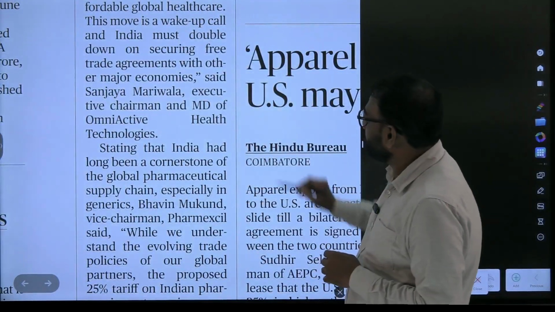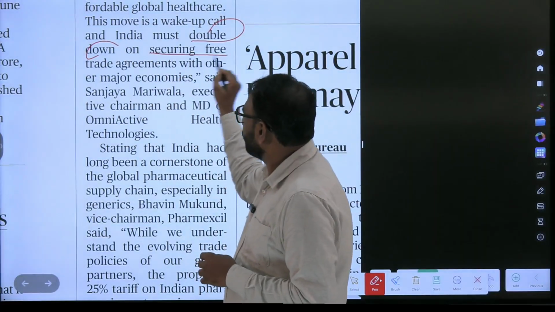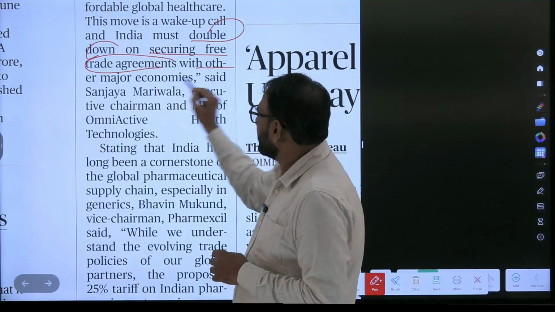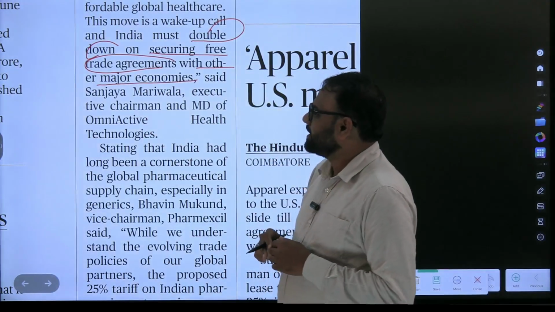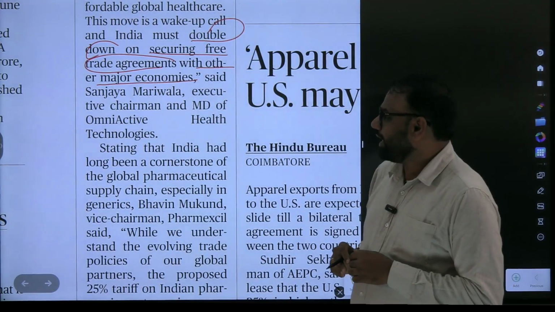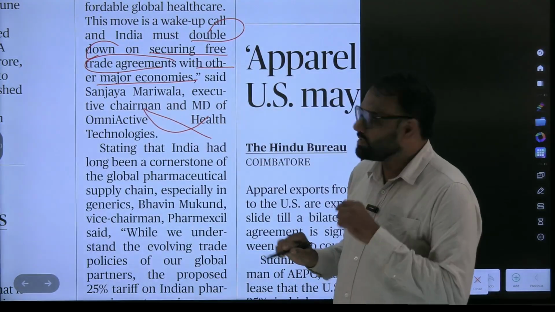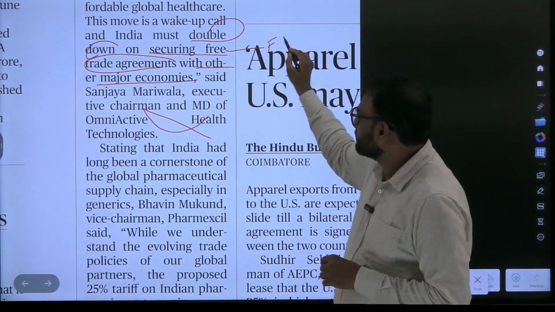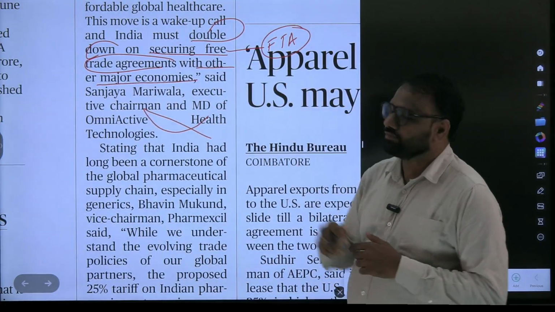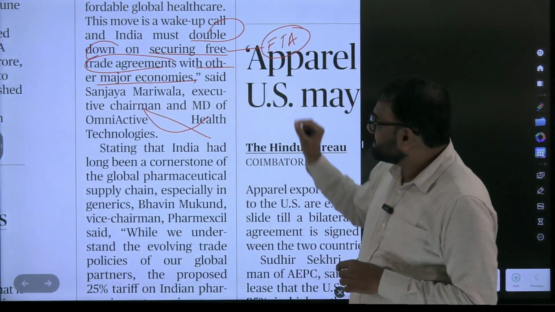"This move is a wake-up call and India must double down on securing free trade agreements with other major economies," said Sanjay Mariwala, Executive Chairman and MD of Omnactive Health Technologies. Okay, so this company name and all, it's not important. What is important here is free trade agreement.